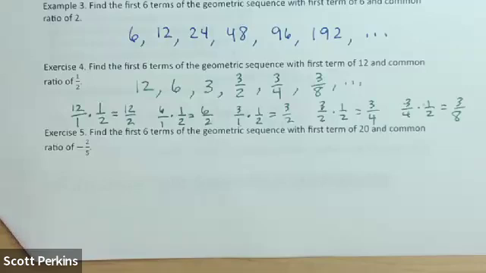Great question. All right, do exercise 5. It's another one with a fraction just for kicks. Do the first 6 terms with that common ratio and that first term.